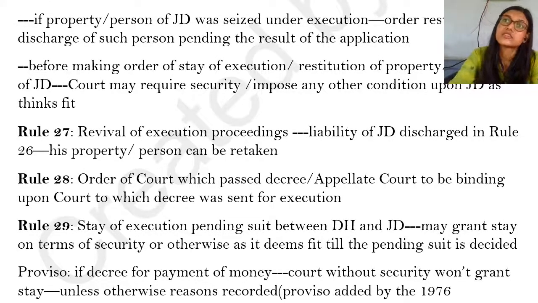If there is another suit pending, for example, to explain rule 29, the execution will be stayed because there is some pending suit between the decree holder and the judgment debtor which will decide some right or issue. Then it will also be on terms of security or otherwise, as the court deems fit. So this was what we have dealt with: stay of execution.